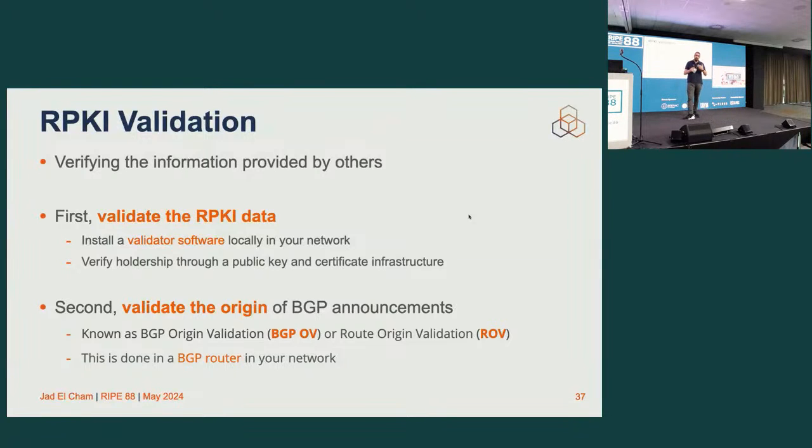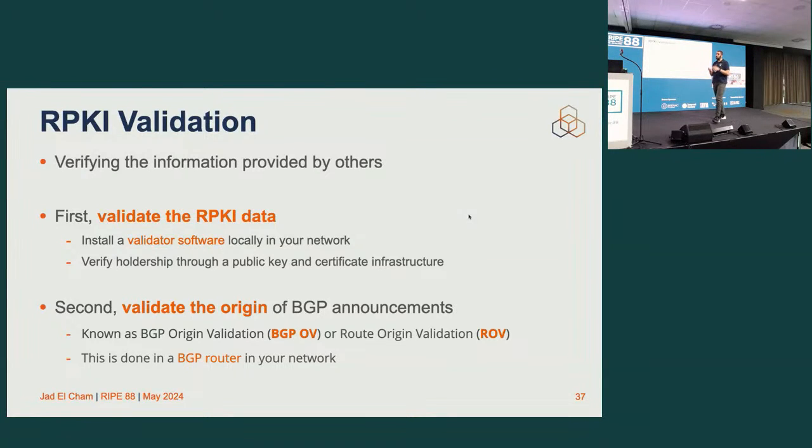And to be able to do this, we need to install validator software, or what is known in the industry as relying party software. It should be within your network. This software will validate the holdership through the public key and certificate infrastructure. So it downloads the ROAs, it looks at the whole thing, who signed them, etc. We'll see this in a second.